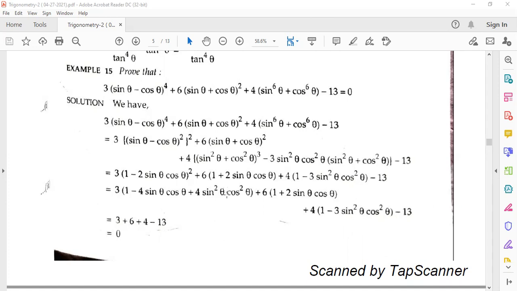So the only remaining part, from here it will be coming 3, from here it is 6, from here it is 4. That is 3 plus 6 plus 4, minus 13 remains unchanged, that is 13. So the sum of this 3 is equal to 13 minus 13 equal to 0. Now tell me, if someone has not understood, then they can ask me where they have not understood.